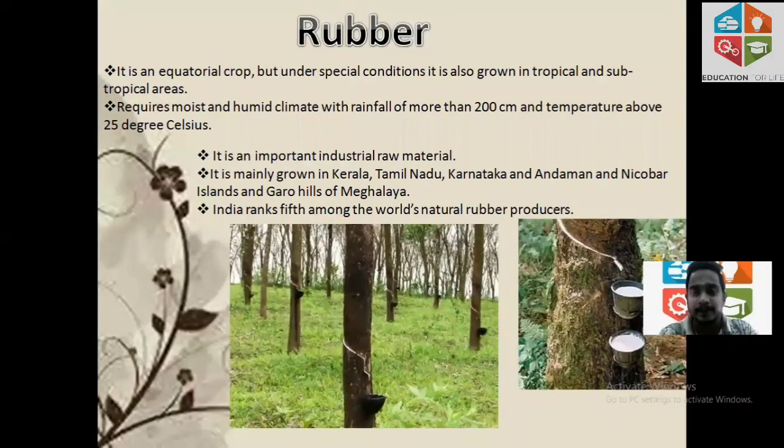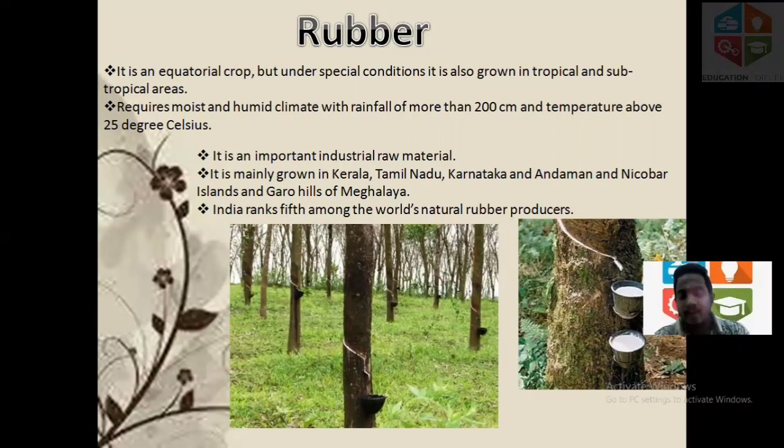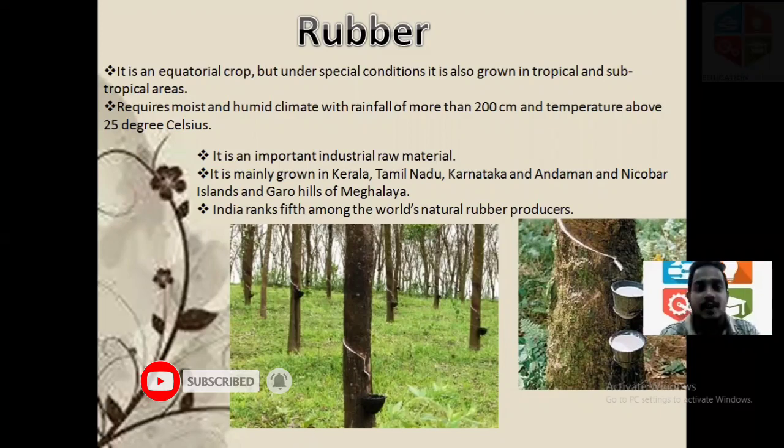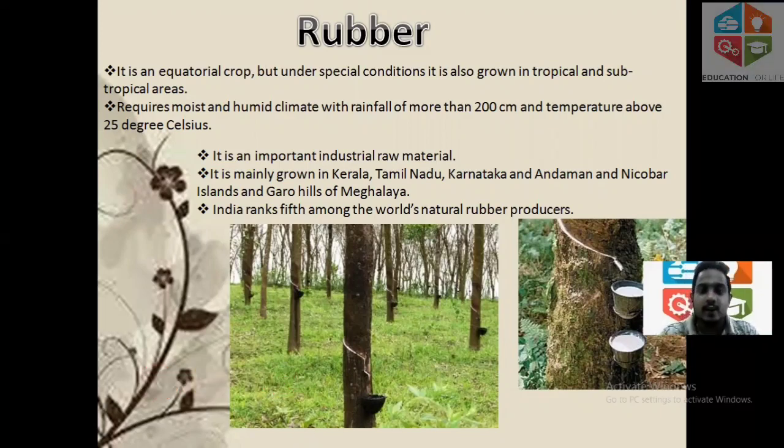And next about rubber. So rubber crop. In Kerala we come to see that, right? In between Kerala and Tamil Nadu border, you might have seen this rubber plant all over the way to Sabarimala, right? So it is an equatorial crop, but it also grows in tropical as well as subtropical regions. So it requires a lot of rainfall, nearly 200 centimeters, and a temperature of about 25 degrees Celsius.